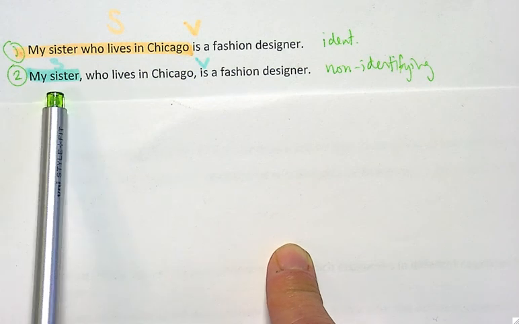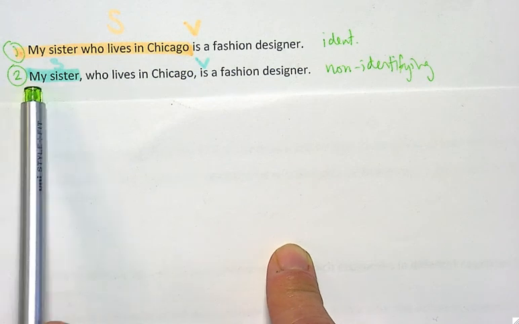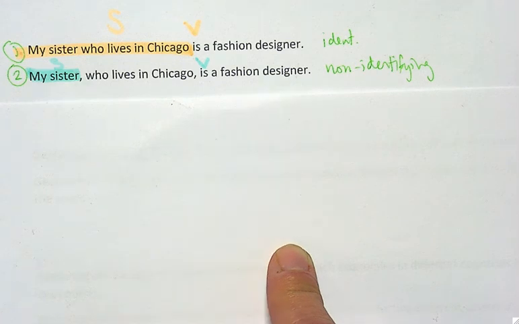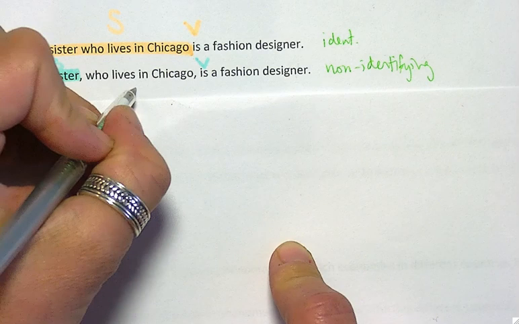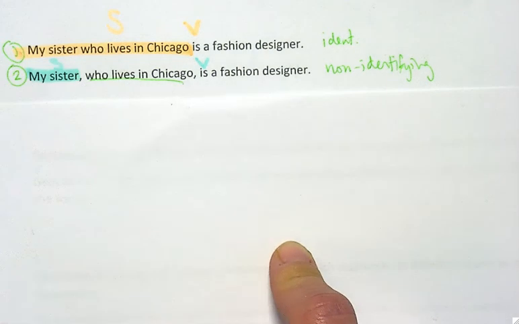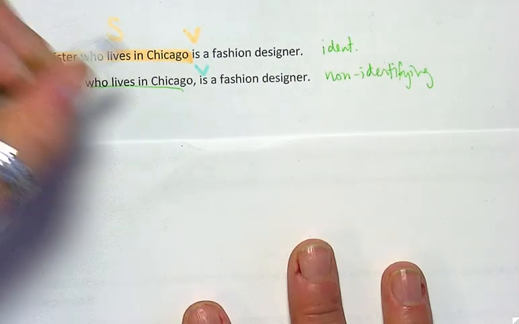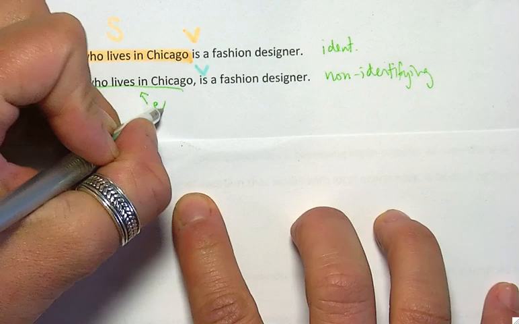In the second one, my sister is a fashion designer. This tells you I have one sister, my sister. You don't need any extra information to help you find which of my sisters because there's only one. And by the way, she lives in Chicago. It's extra information. The writer is showing you that this is extra.